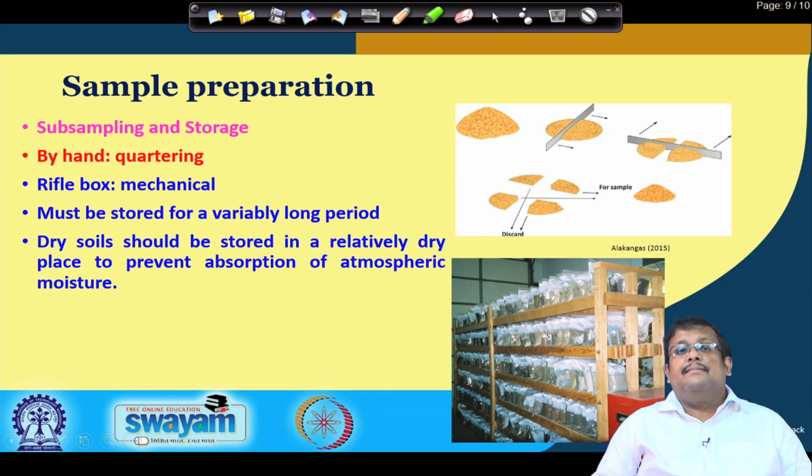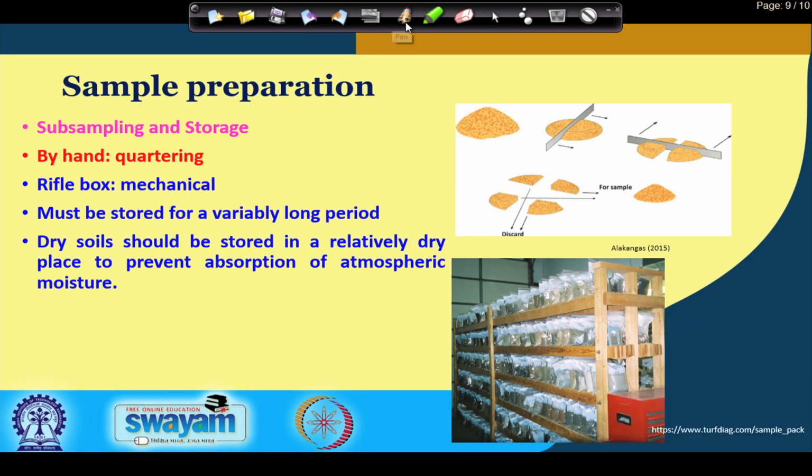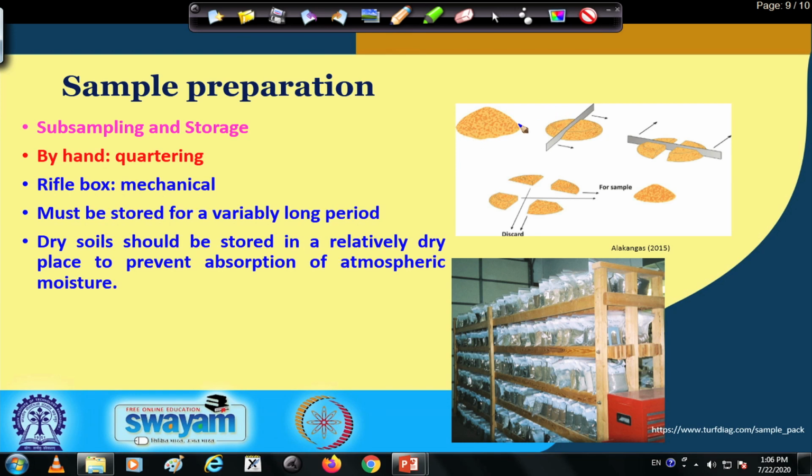Now, once you sieve the samples, you must have got enough samples. So, to store the samples for longer duration and for better utilization of the space for storing, you have to subsample the collected sample. For subsampling, generally we follow a method called the quartering process. In the quartering process, first we make a heap of the soil after we sieve it. It forms a cone, and after we form a cone, we generally divide it into 4 quadrants.